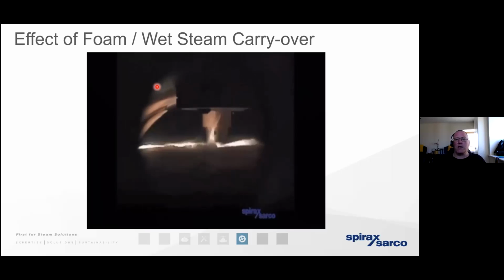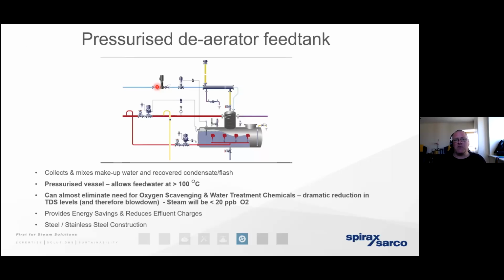So one way that we can address high TDS levels is by moving towards a pressurized deaerator. Whereas a typical hot well can only hold hot water at atmospheric pressures, temperatures of 85 degrees or thereabouts, by pressurizing the deaerator, we're able to elevate the temperature to 100 degrees and above. So of course there's an energy cost saving. Of course the boiler is going to respond more rapidly. There's going to be less stress on the boiler.